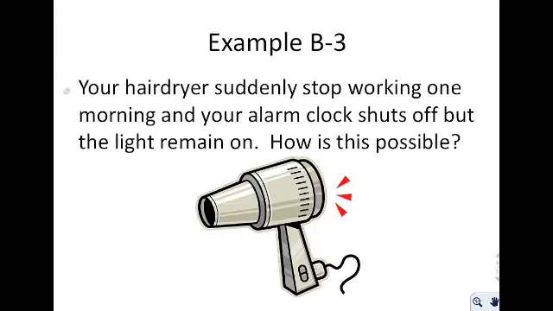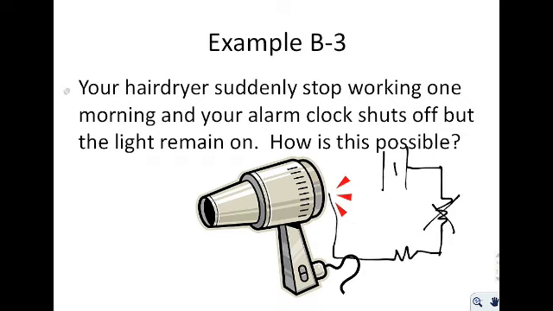This question says your hairdryer suddenly stops working one morning and your alarm clock shuts off, but the light remains on. How is this possible? If you were to look at it, you have a voltage source from the wall. What happens is if your hairdryer suddenly stops working, you've had a break in the circuit. The alarm clock must be on the same circuit as the hairdryer, because when you break this circuit, this no longer functions as well. But the lights must be on a different path.